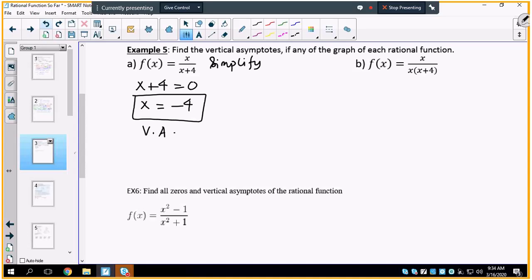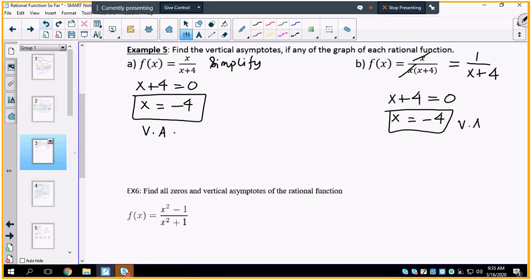I go to my next problem and see this time these are not simplified. Why? Because I see x on the top, I see x on the bottom. That can be cancelled because it is the same factor. So I go ahead and cancel the factors and rewrite this as 1 over x plus 4. And then I start to write down the vertical asymptote by solving the denominator. So I say x plus 4 equal to 0. So x equal to negative 4 is my vertical asymptote. So in both problems, I have the same vertical asymptote, even though I have different rational functions.